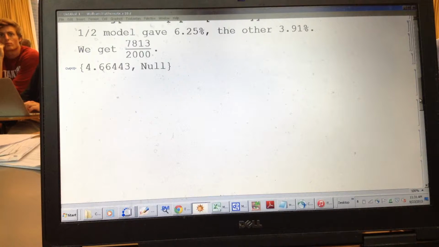We can do the king problem from last time. What's the probability somebody is dealt exactly 2 kings? So how do you want to do this?